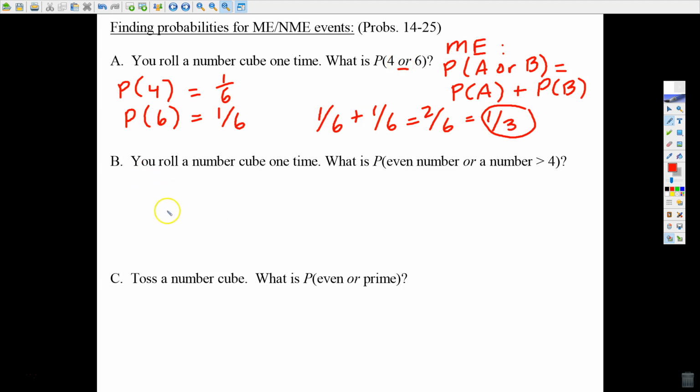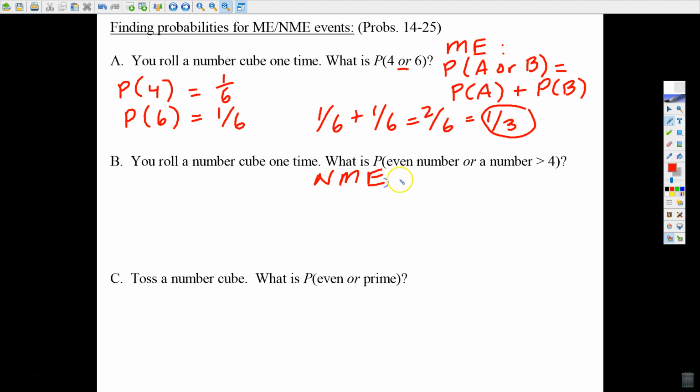Well, let's take a look at letter B. You roll a number cube one time. What's the probability that with one roll you will get an even number or a number greater than 4? Mutually exclusive or not? Can you think of a number or numbers that could be classified in both ways? The number 6. So this is not mutually exclusive.